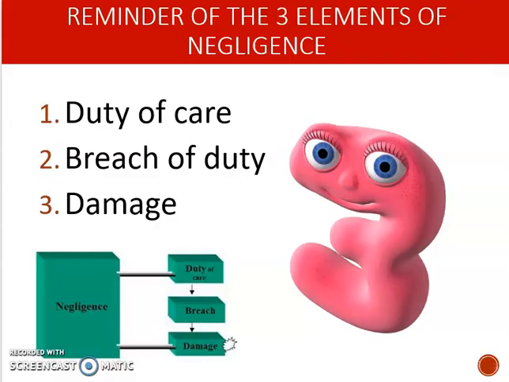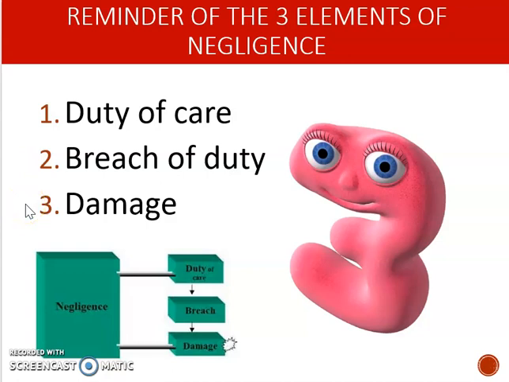Just a reminder of the three elements of negligence that need to be proved in order to find the defendant liable. Firstly, you have to prove that they owed a duty of care to the claimant. Secondly, you have to show that they breached that duty. And thirdly, you have to show that that resulted in the damage.